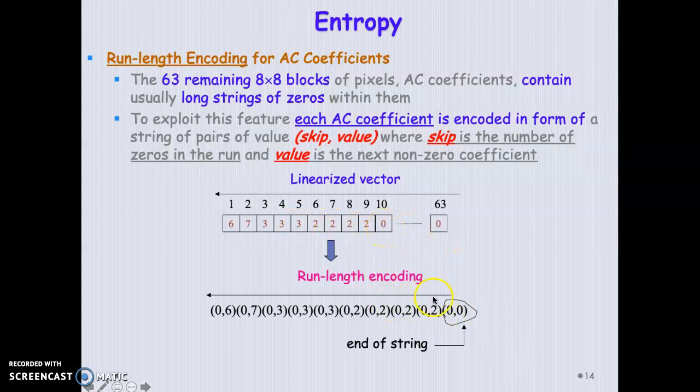So if you see 0 0, it means there is no value next. Zero means there is no value. So instead of having 63 coefficients, now you only have this.